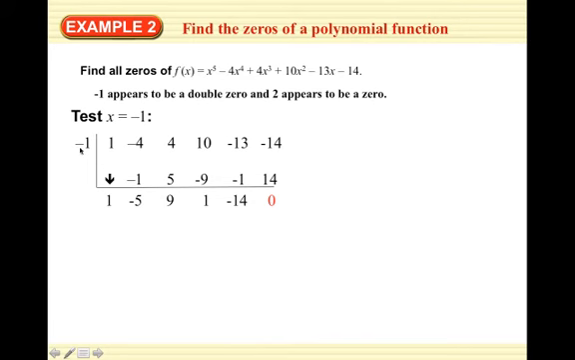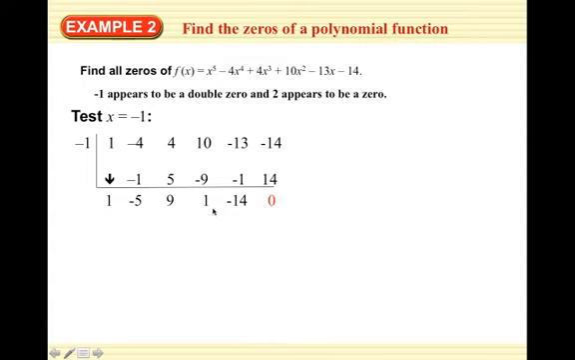And that means that x plus 1 is a factor of f of x, and these values down here give us our quotient, the other big factor of f of x. So we could write f of x equals x plus 1 times x to the 4th minus 5x cubed plus 9x squared plus 1x, or x minus 14. Now, since we suspect -1 is a double zero, we want to do synthetic division again, but on the quotient, or what's called the depressed polynomial.